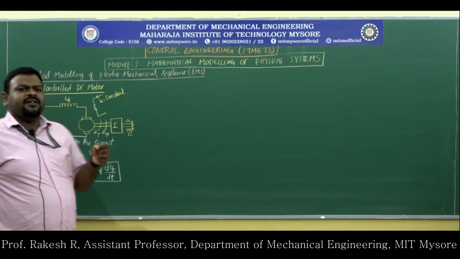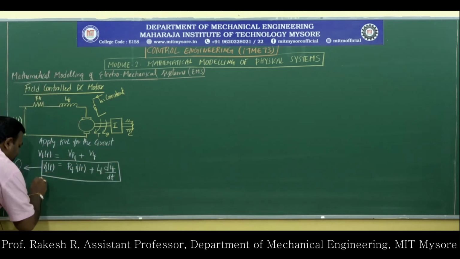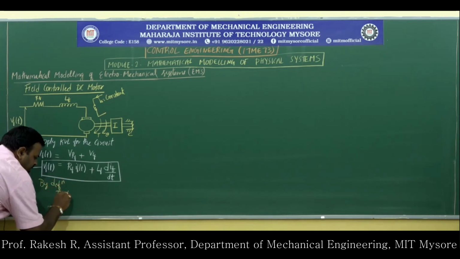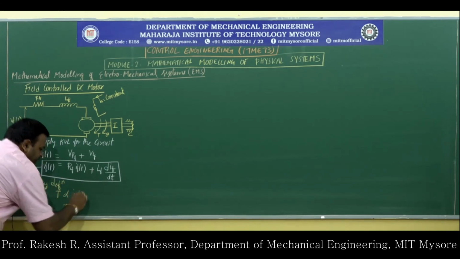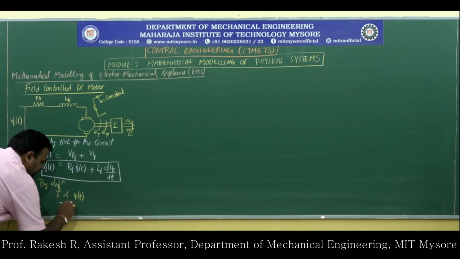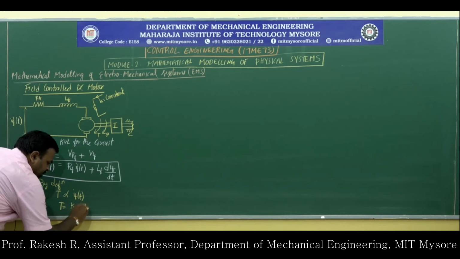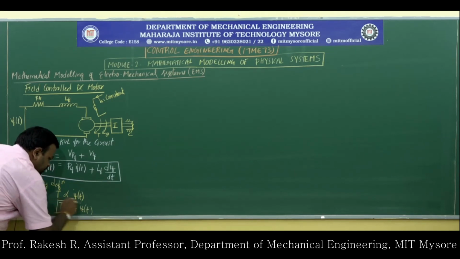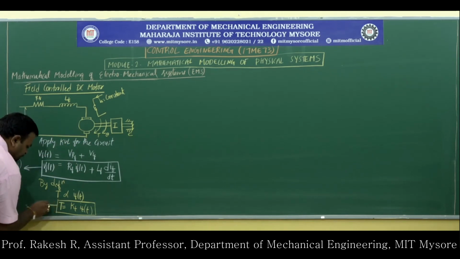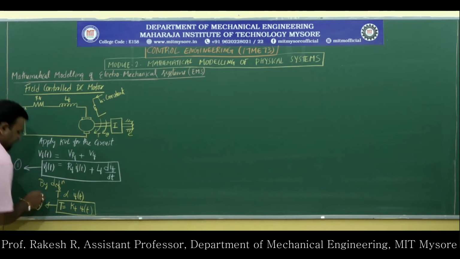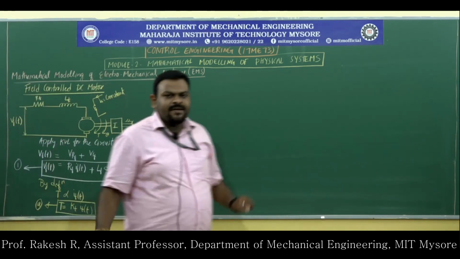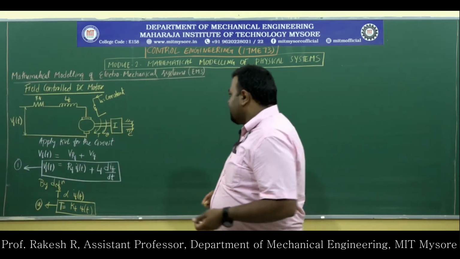As per the definition of field controlled DC motor, the torque is directly proportional to field current. If you remove the proportionality, you will get torque constant into IF of t. So this is the equation for the torque. This I will call A. The same thing we deduced in armature controlled DC motor, the same expressions we are using here.